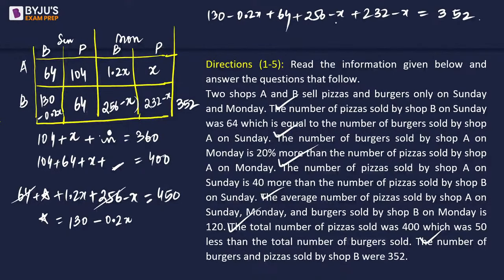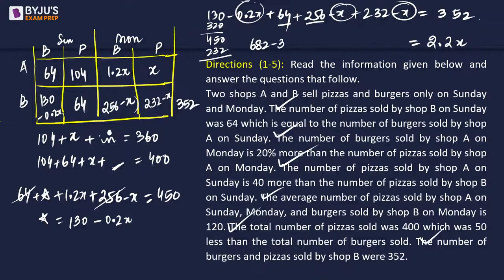So let's add the numerals on one side and the variable terms on one side. So if we take variables, this is going to give us 2.2x on one side. Let's hope the LHS is going to be in the table of 11, because 2.2 is in the table of 11. So we will have 256 plus 64. This is going to be 320. 320 plus 130, this is 450. 450 plus 232, this is going to be 682.